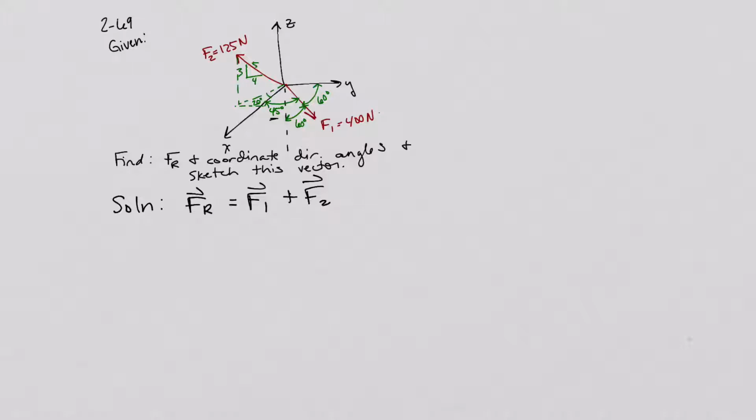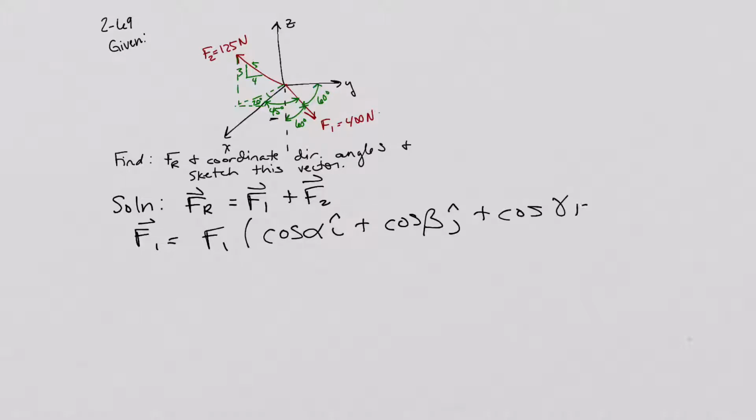So F1 I think is going to be a little bit easier, but we know that F1 is going to equal F1 times the cosine of alpha i plus the cosine of beta j plus the cosine of gamma k. And they give us angles so that we can figure out alpha, beta, and gamma. So alpha is that angle to the positive x-axis, so that's that 45 degrees. Beta equals the angle to the y-axis, which is going to be that 60 degrees.